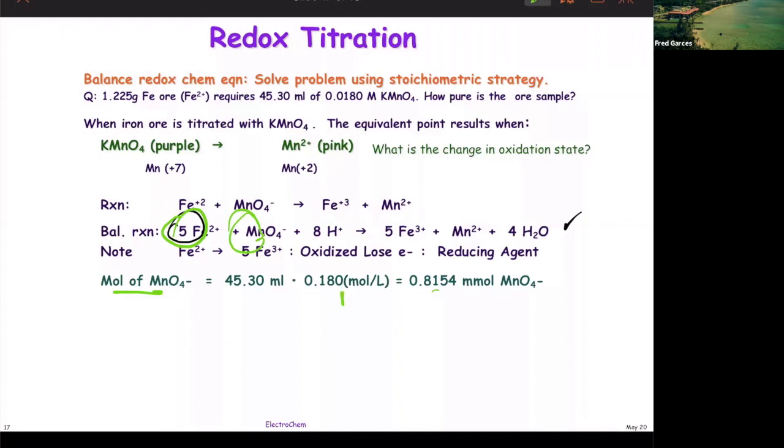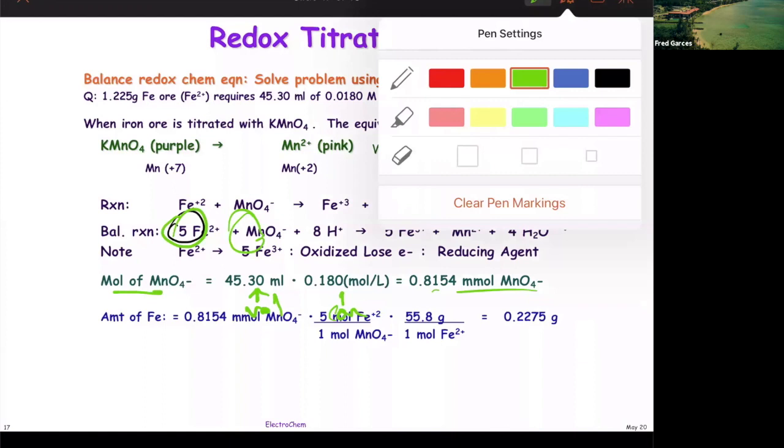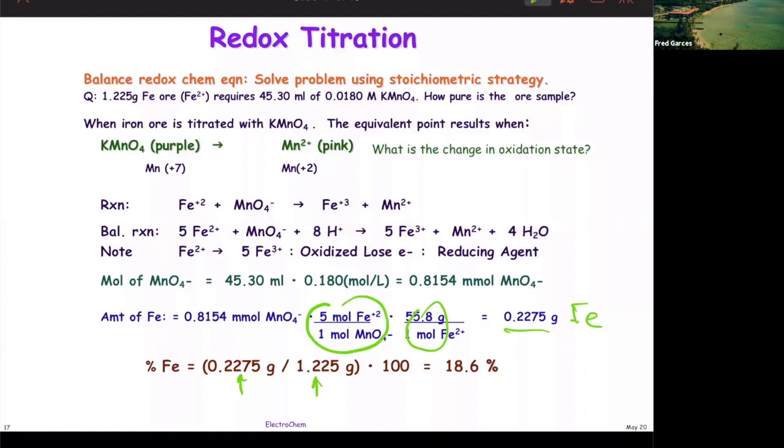This is the volume and the concentration to moles of permanganate. That's the first step. And then I can use that with the balanced equation and the atomic weight to get this mass of iron. And then I can calculate the purity. The mass of iron's up here. The mass of the ore is right there. It's only 18.6% pure. Okay, most of it is impure.